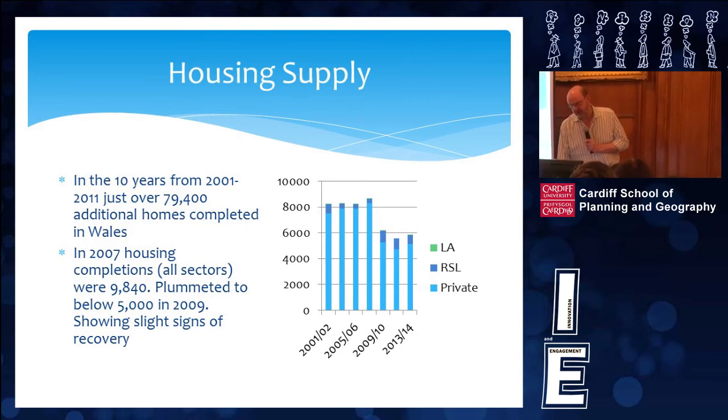How has Wales done in terms of housing supply? Well, in the 10 years from 2001 to 2011, just under 80,000 additional homes, both in the market and non-market sectors, were provided. My maths tells me that's just under 8,000 a year on average. The graph shows the big drop from around 2007-08, so that completions of market housing, primarily built for occupation or private renting, plummeted, and the social rented sector hasn't been able to plug the gap either. You can also see the green at the top of all of those bar charts, which is the provision of additional housing by local authorities since 2001, which has been almost non-existent in Wales, as in England.